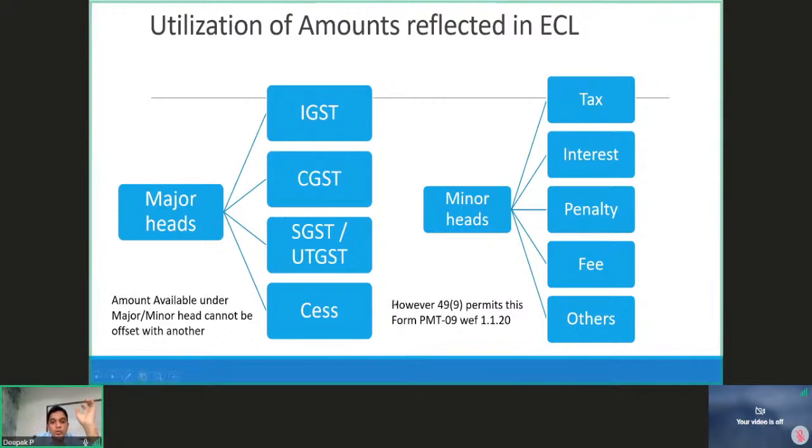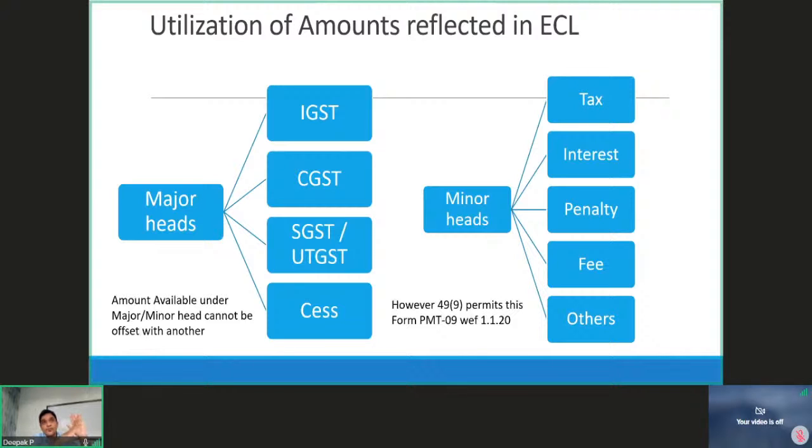But now, through an amendment through 49(9), it permits that. Earlier this was not permitted. This is permitted now with effect from 1st January 2020. You have made payment under the wrong head. Say you had to make IGST tax payment. You have made CGST tax payment. Ho gaya payment. You can transfer this from CGST tax to IGST tax. Permitted now, which was not permitted earlier.